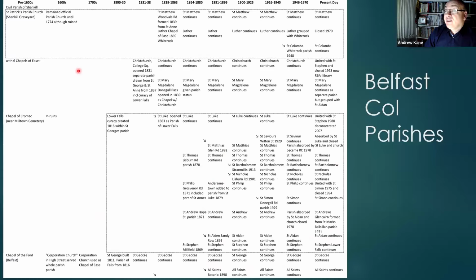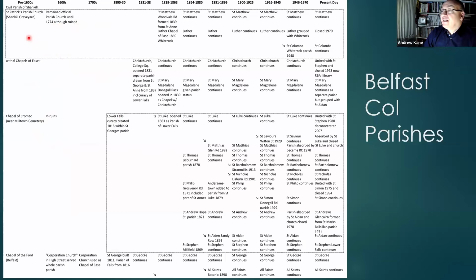There's 8 pages of this in the Atlas. If you're in the Church of Ireland parishes within Belfast, they get very, very complicated. I think there's 82 or something parochial units in the Church of Ireland within the city of Belfast, all arising out of what was St. Patrick's Parish Church on the Shankill Road.